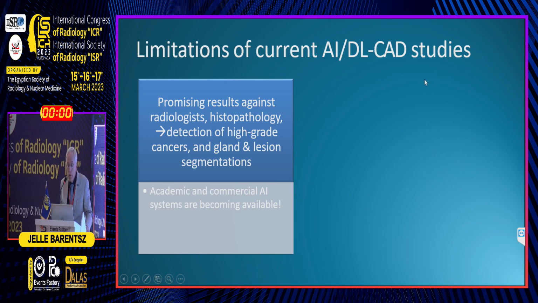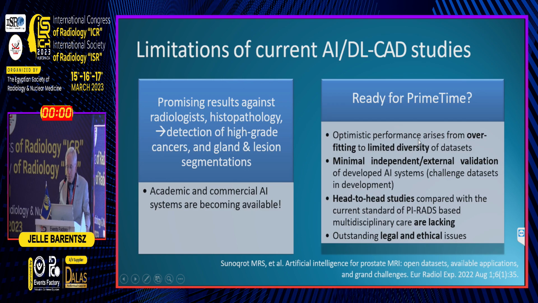Now, the last slide on AI, the limitations and the advantages of AI and deep learning studies. There are promising results against radiology and also for histopathology. The detection of high-grade cancers and segmentation of the gland is very good. It is commercially and academically becoming available. However, is it ready for prime time?